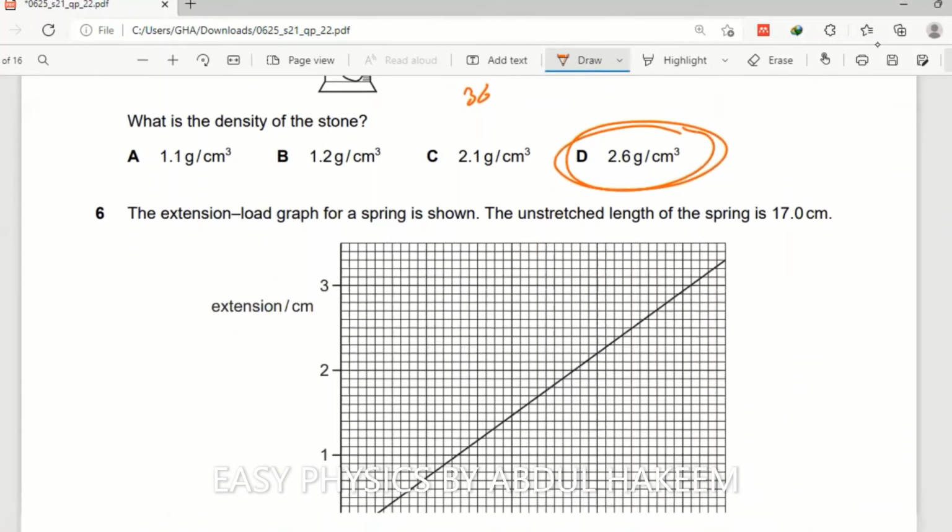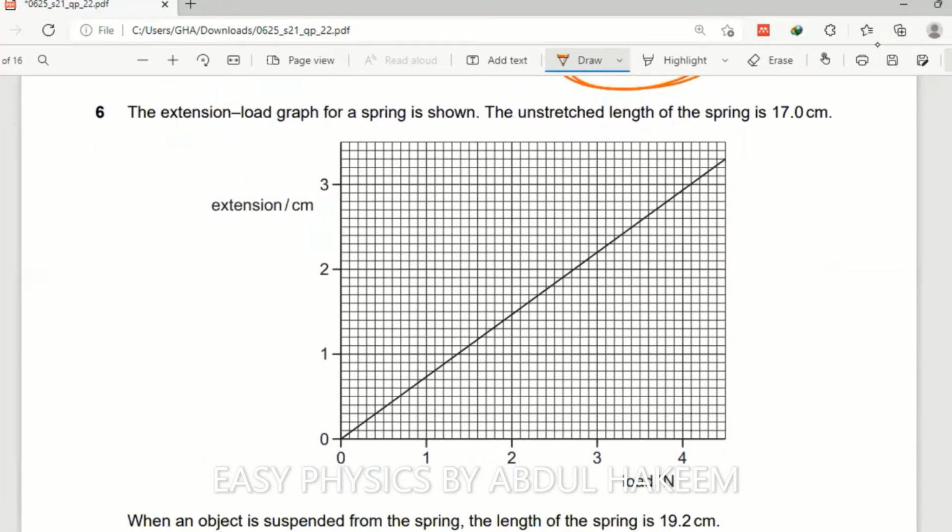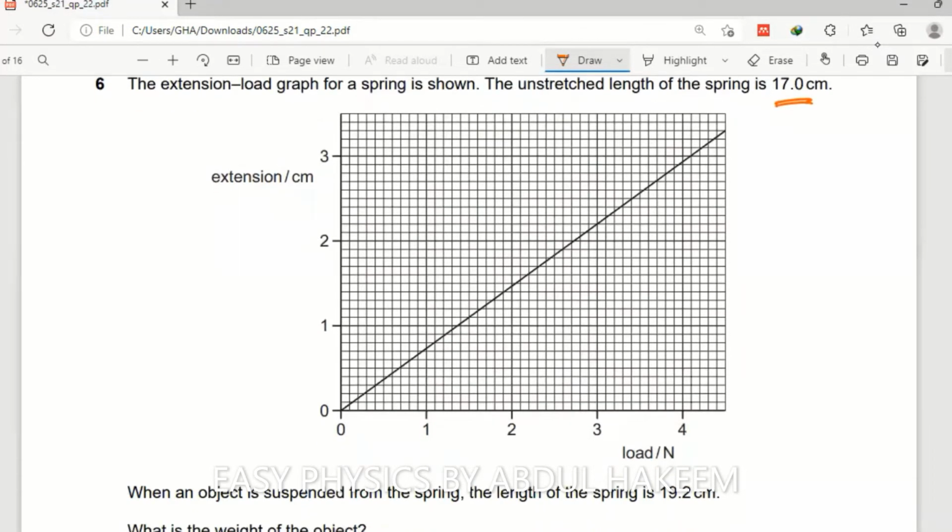Next, question number 6 is: the extension-load graph for the spring is shown. The unstretched length is the initial original length. When an object is suspended from the spring, the length is 19.2. So this is the final length. What is the extension? The difference of these two, 19.2 minus 17.0, so 2.2 centimeter. The difference of these two lengths is the extension.